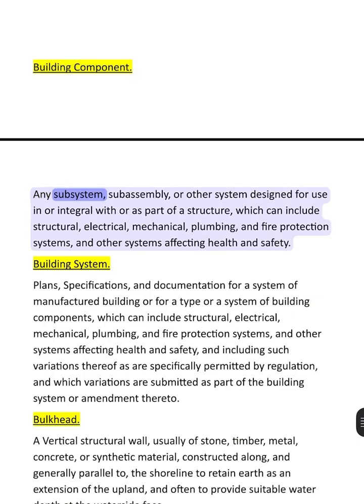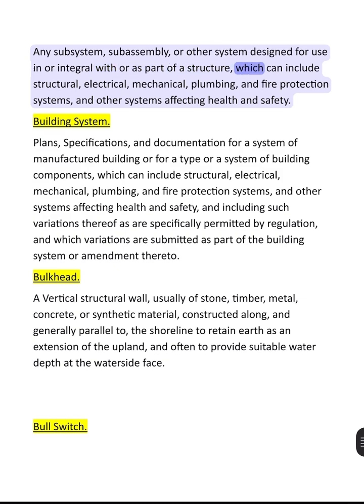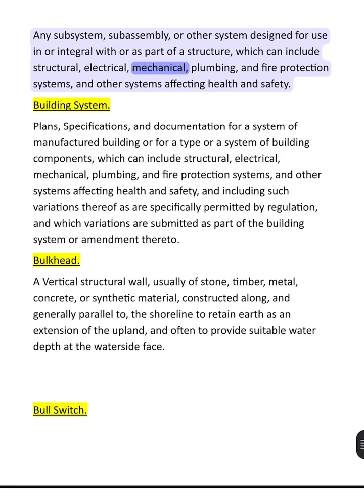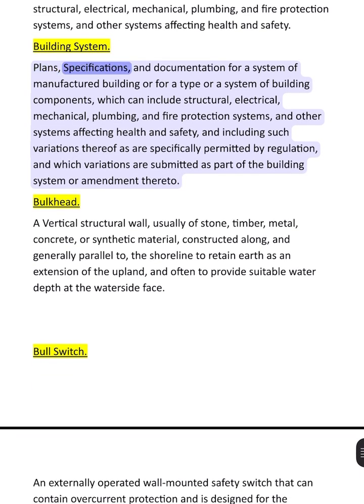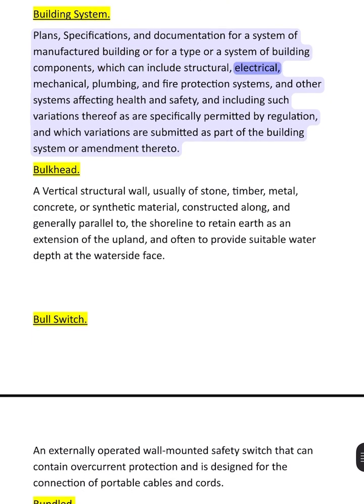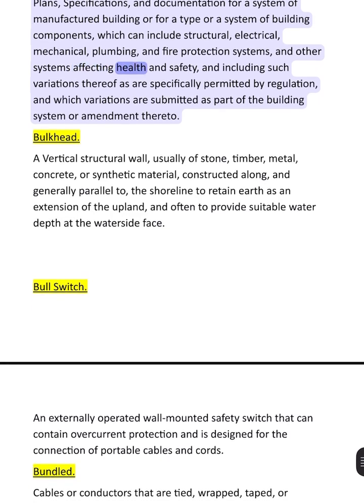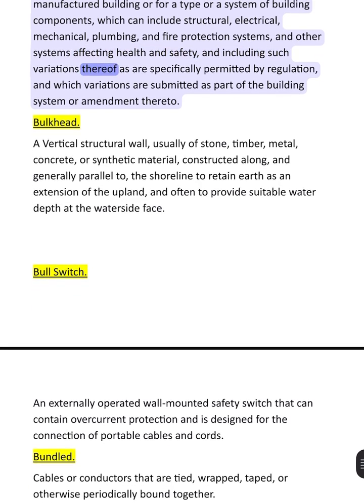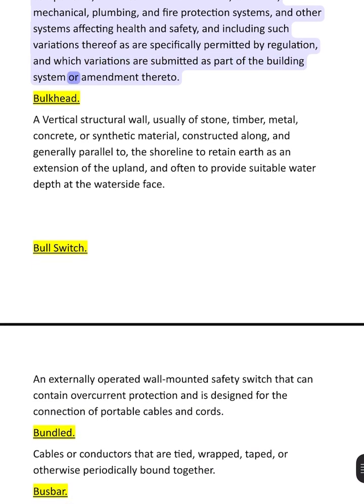Building component. Any subsystem, subassembly, or other system designed for use in or integral with or as part of a structure, which can include structural, electrical, mechanical, plumbing, and fire protection systems, and other systems affecting health and safety. Building system. Plans, specifications, and documentation for a system of manufactured building or for a type or a system of building components, which can include structural, electrical, mechanical, plumbing, and fire protection systems, and other systems affecting health and safety, and including such variations thereof as are specifically permitted by regulation, and which variations are submitted as part of the building system or amendment thereto.